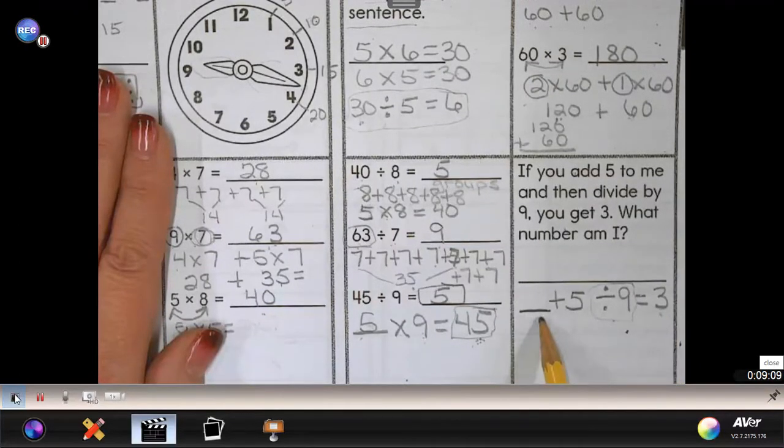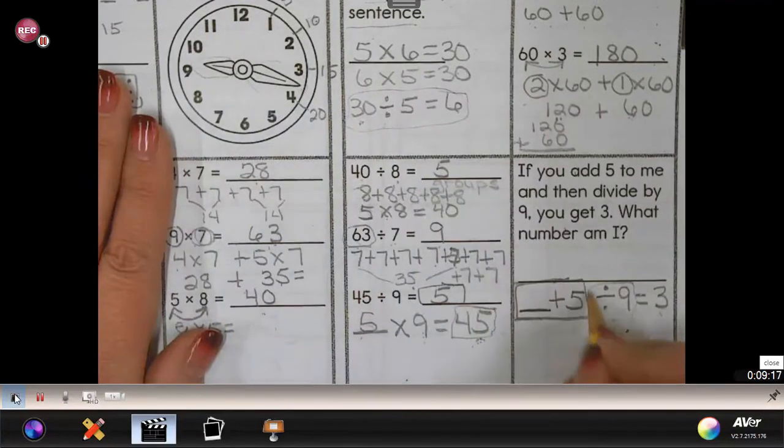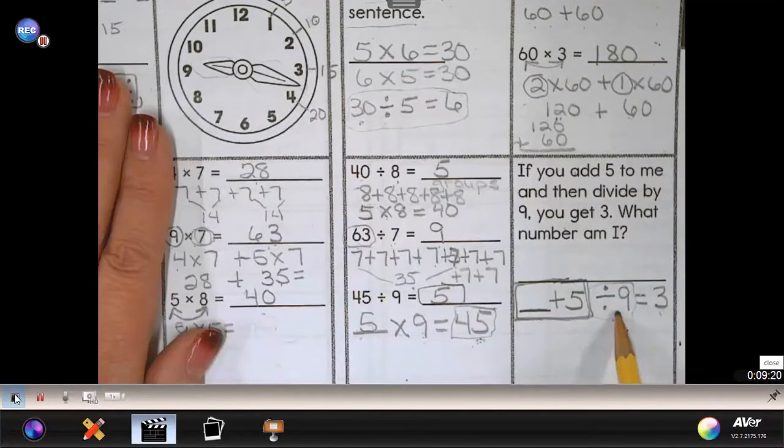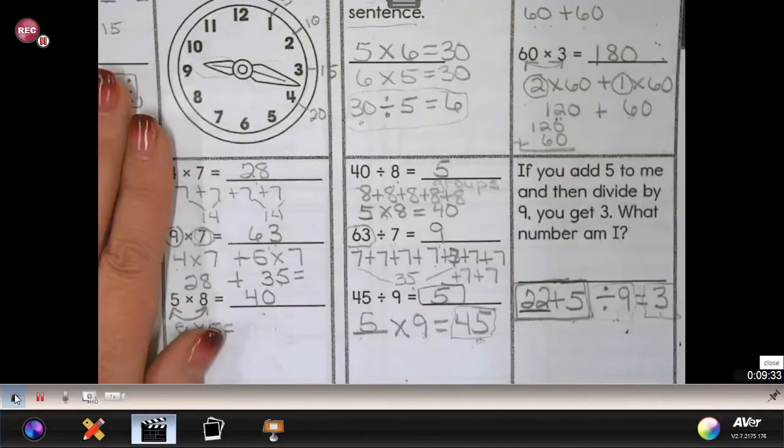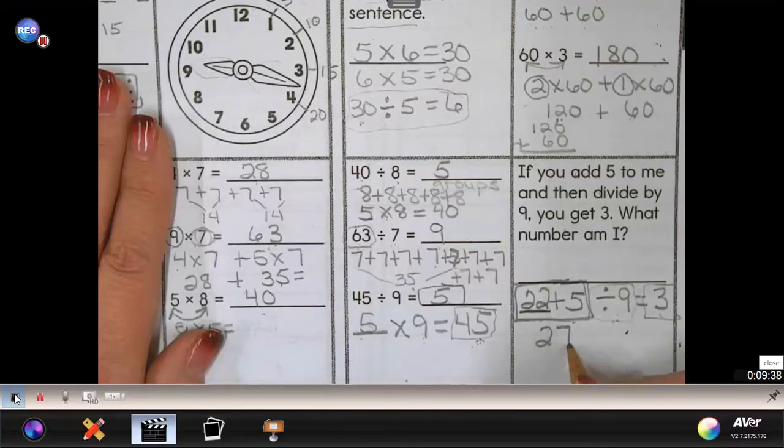So what number would we add to 5? And I'm just going to kind of block this off to help us think. What could I add to 5 that when I divide it by 9, my quotient would be 3? So if you said 22, you'd be correct, because 22 plus 5 more would be 27. And if I divide that by 9, that's going to give me a quotient of 3.